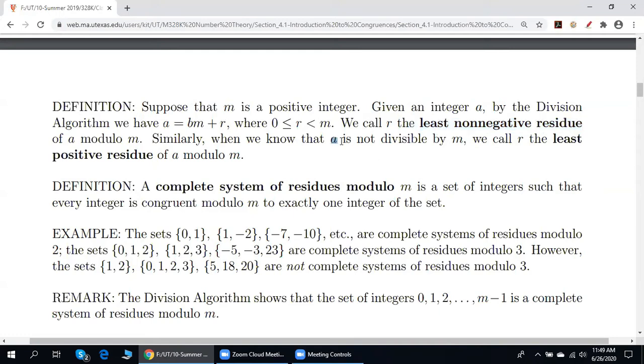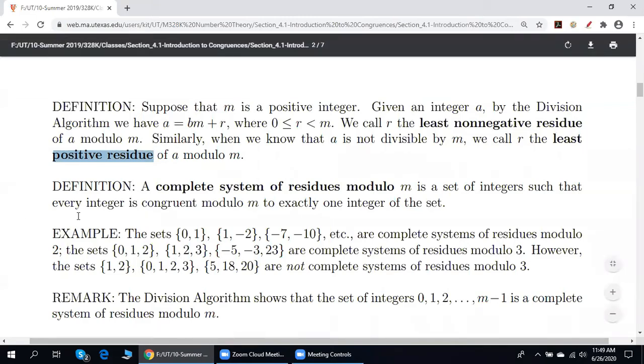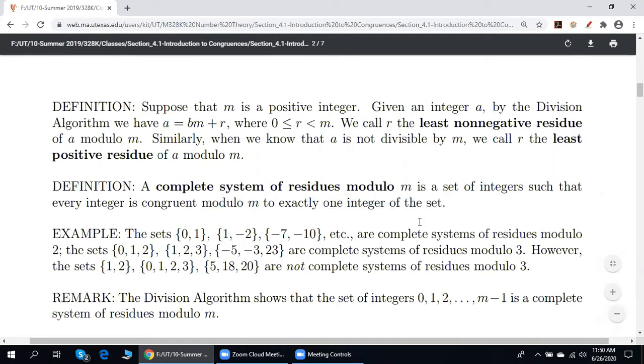But if a is not divisible by m, we call r the least positive residue, means r is not equal to 0. Here's another definition. A complete system of residues modulo m is a set of integers such that every integer is congruent modulo m to exactly one integer of the set. Here's what we mean by that.